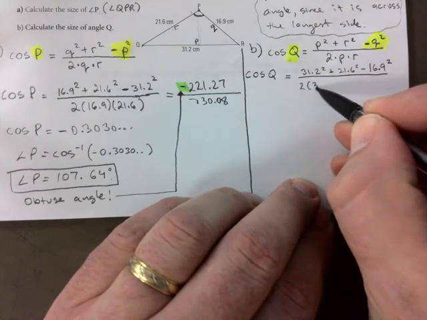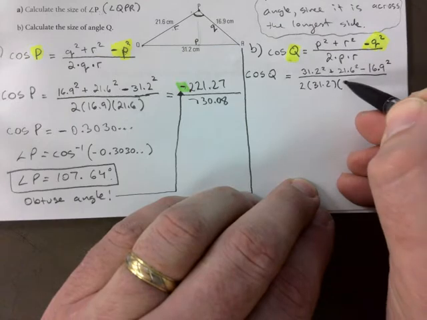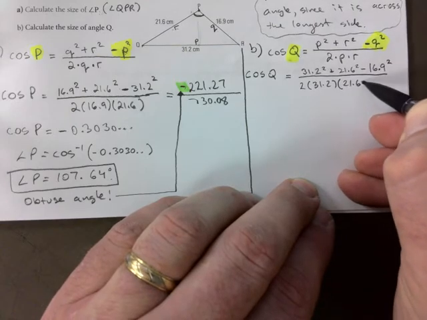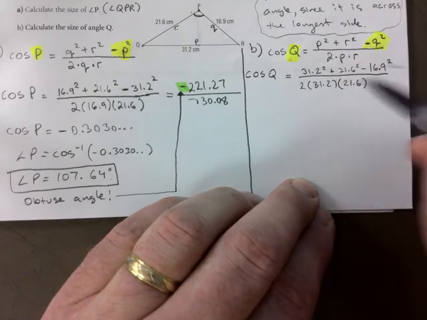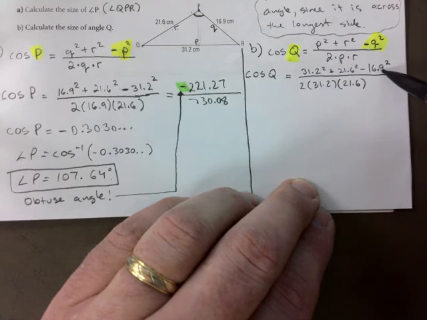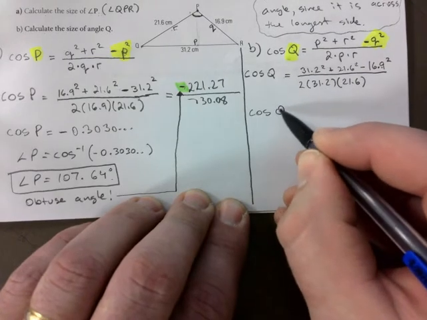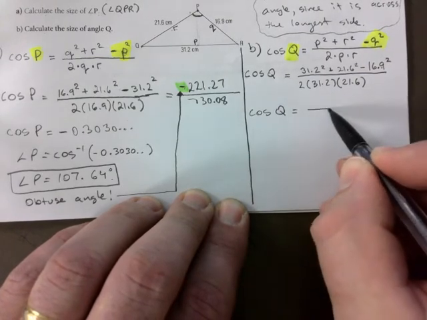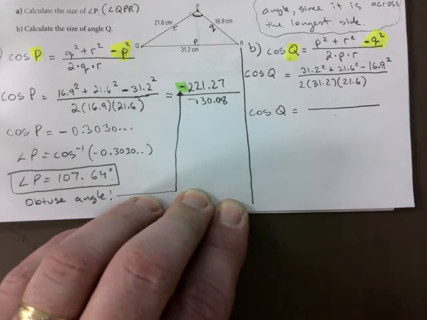2 times 31.2, so you copy the first one here, and you copy the second one, but the side across that angle never shows up anywhere else. It just shows up once, up here, subtracting. That's a common mistake. Then I go cosine of q. Let's figure out what the top is and what the bottom is separately here.